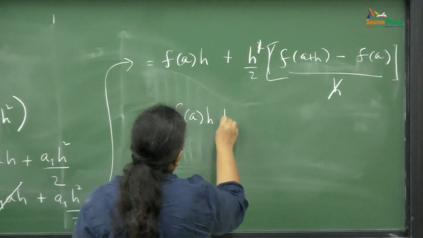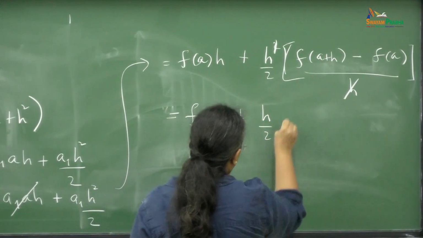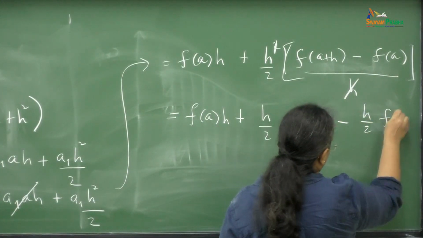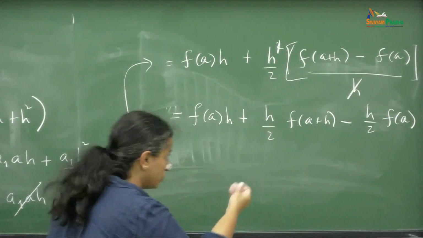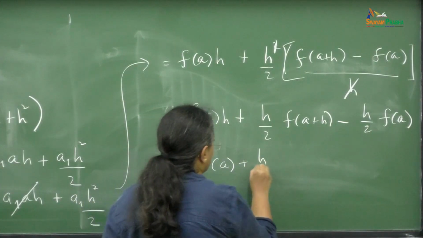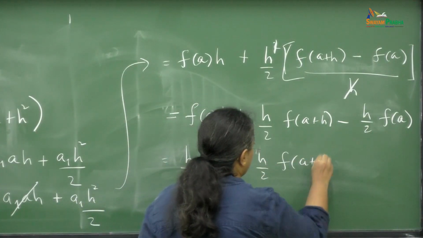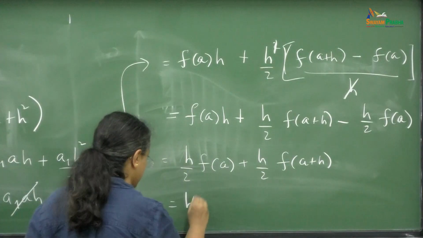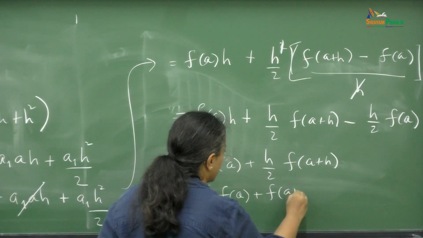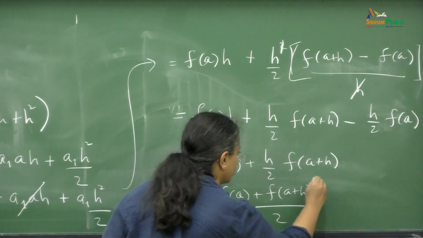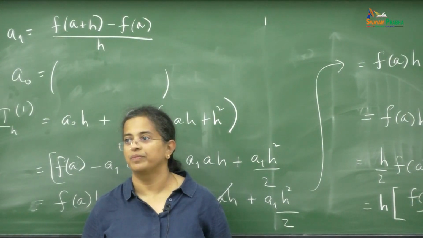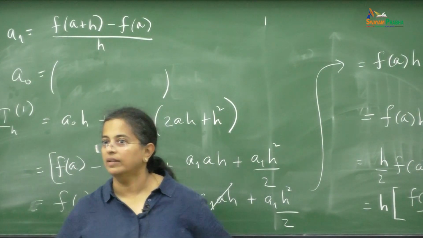f of a into h plus h by 2 f of a plus h minus h by 2 f of a. So, h by 2 f of a plus h by 2 f of a plus h, which I can write as h into f of a plus f of a plus h by 2. What is this? Area of a trapezoid, trapezium. That's all I did. Okay?